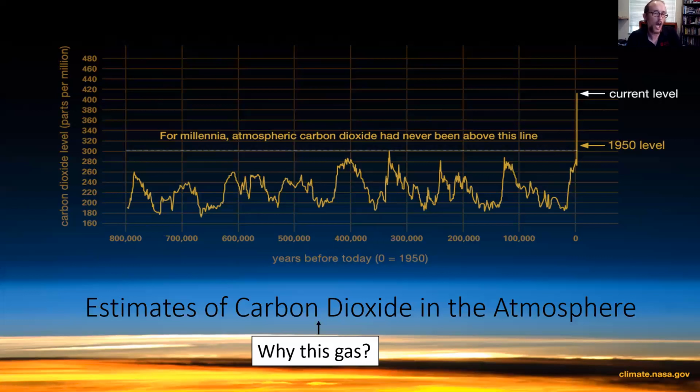So it is more logical to say that what we have seen in the last 70, 100, 150 years in that data is out of the ordinary for the last 800,000 years. Does that make sense? So that's either nature doing it or it's we're doing it. So let's talk about that. But let's go back and talk about why this gas, carbon dioxide.